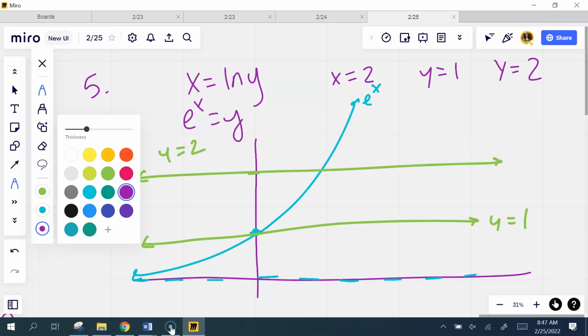I need another color. Y'all get your butts back in here. What is wrong with y'all?